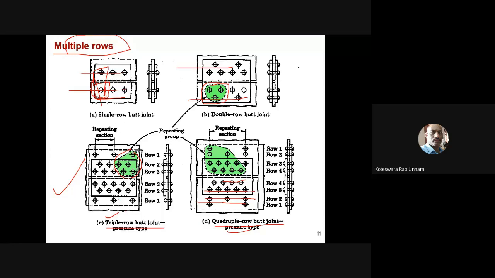One thing you can observe is that if you move from the inner row to the outer row, the pitch is increasing. In other words, if you move from the outer row to the inner row, the pitch length is decreasing. That you need to remember. This is a standard pattern for how we are going to design the joint.